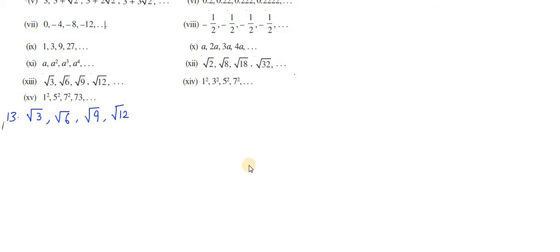Okay, here we have the next, 13th one, that is square root of 3, square root of 6, square root of 9 and square root of 12. We have to check whether it is in standard form, that is simplest form, or not. So here a1 is equal to square root of 3, a2 is square root of 6, a3 is square root of 9 and a4 is square root of 12. So see whether it is in simplest form or not. Already square root of 3 is in simplest form, we are not able to simplify it further. And what about square root of 6?